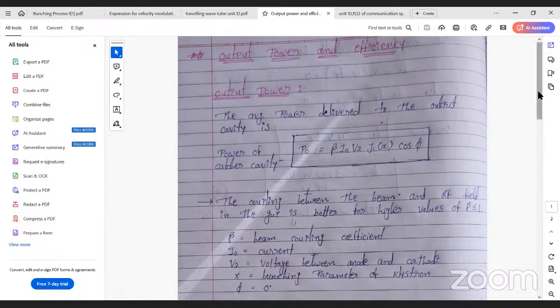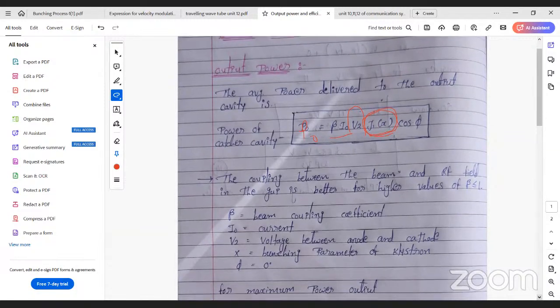Yes, ma'am. Here, see here, output power. Directly, we have a power formula. P naught, where naught represents output power. What is the formula? Beta times I naught V2 and Bessel's function. Did you remember Bessel's function in mathematical equations? Bessel function is represented in terms of J. J1 times of X of cos phi. This is the Bessel function. Using Bessel function, we are writing output power P naught.